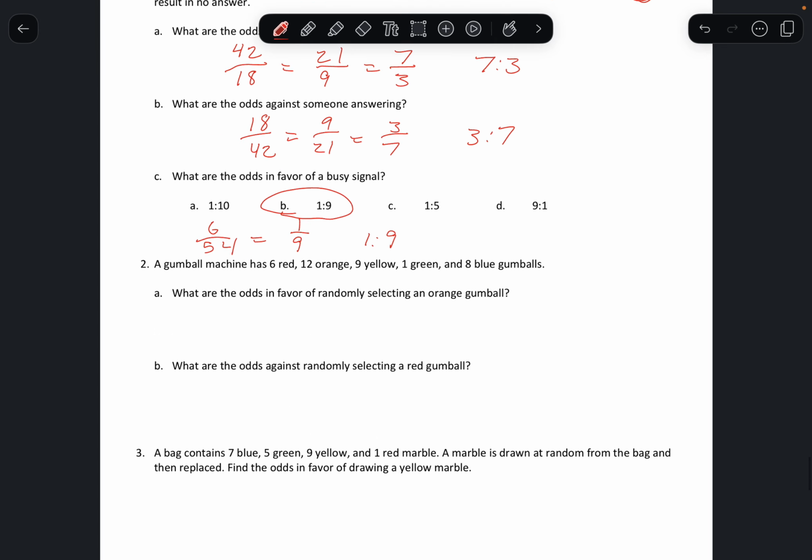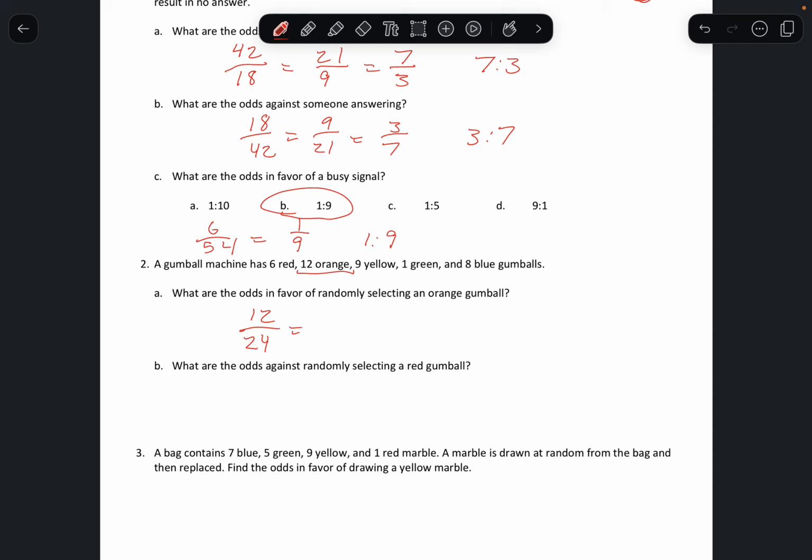Okay, a gumball machine has 6 red, 12 orange, 9 yellow, 1 green, 8 blue. What are the odds in favor of randomly selecting an orange gumball? Again, we're comparing the number of times we get an orange gumball to the times that we don't get an orange gumball. So look at how many times we get an orange gumball: 12 orange, which goes on the top of the fraction. We can count up the number of times we don't get an orange gumball, which would be 6 plus 9 is 15, plus 1 is 16, plus 8 is 24. So 24 times that I don't get an orange gumball.